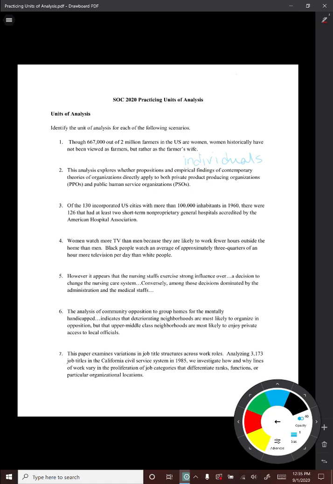Anytime you're tempted to say that the unit of analysis would be gender or men and women, it's often the case that the unit of analysis is individuals.